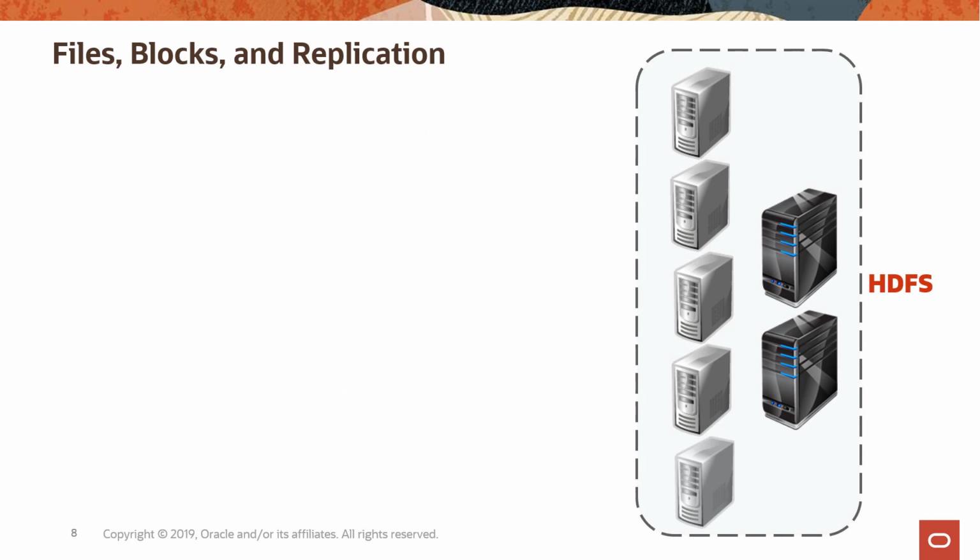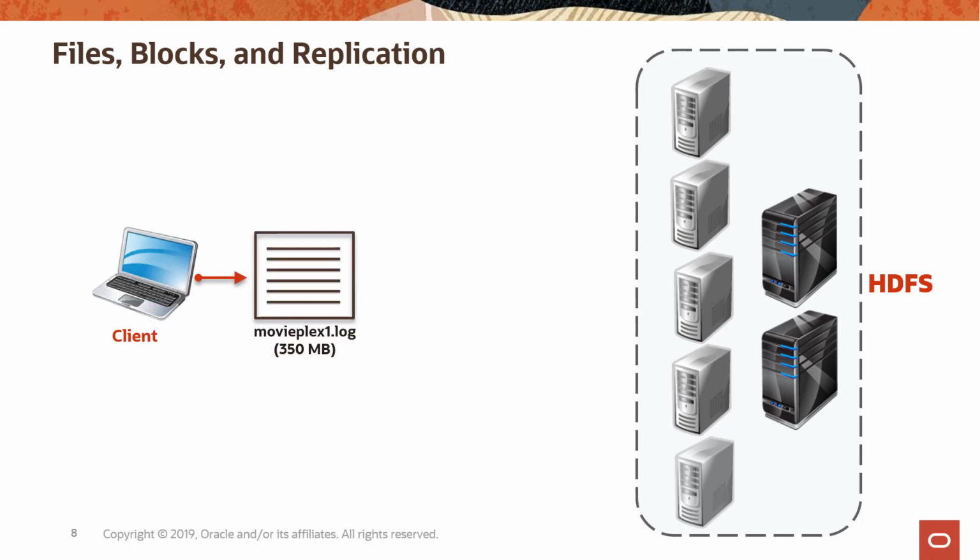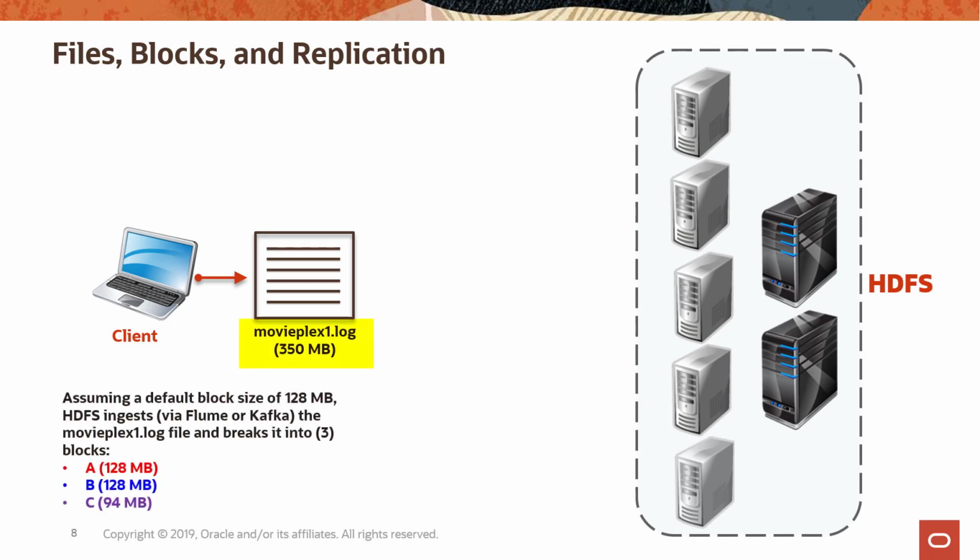Let's go over the HDFS concepts of files, blocks, and replication factor using a simple example. A client is writing a movieplex1.log file to HDFS. The file size is 350 megabytes. When HDFS ingests the file, it breaks it up into 3 blocks or chunks A, B, and C. Assuming that the default block size is 128 megabytes, blocks A and B are both 128 megabytes each, whereas block C holds the remaining 94 megabytes.